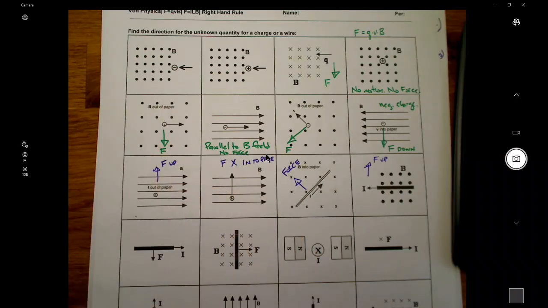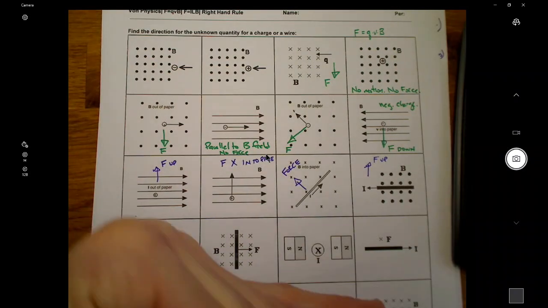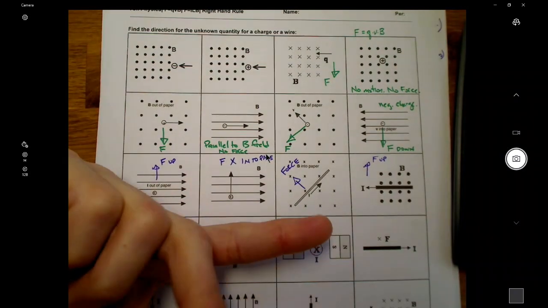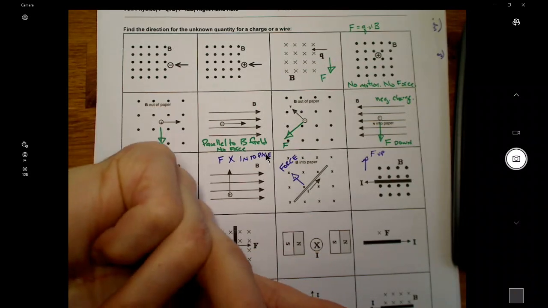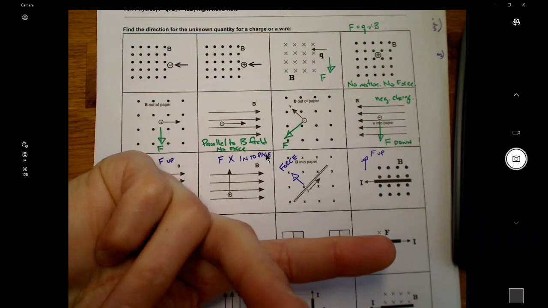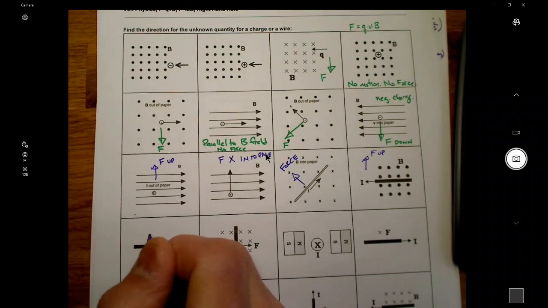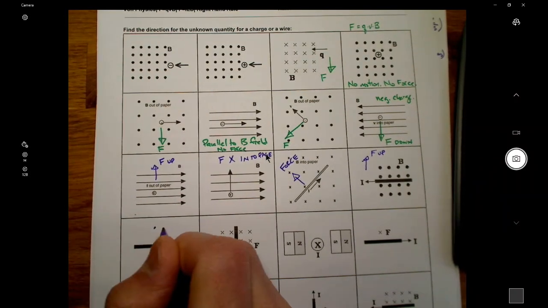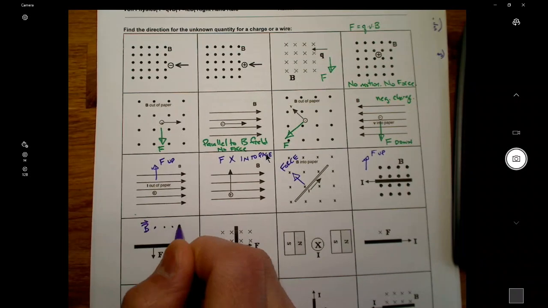It's a little awkward to do this, but if I do it correctly, my middle finger points up and out of the paper. So I'm going to put dots here. That's the B field, out of the page.